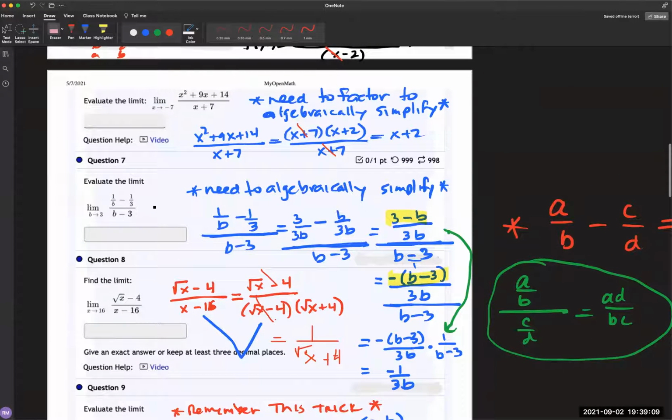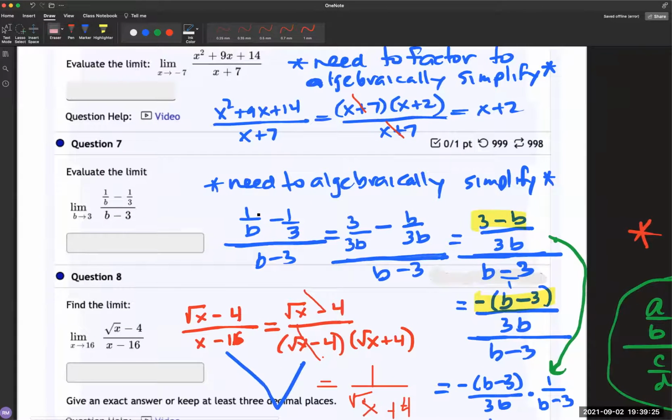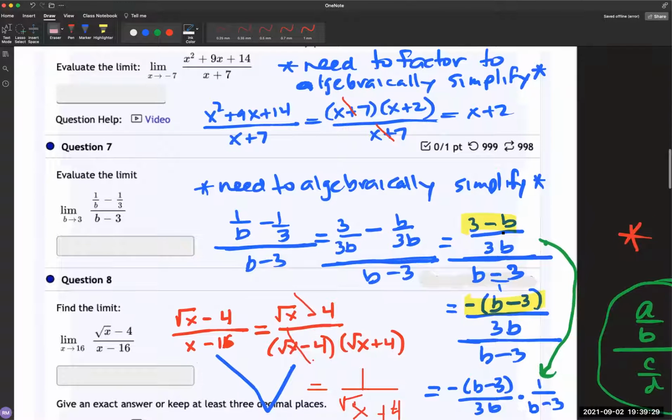On number 7, this looks pretty imposing, where you're like, I have no idea what to do. I know when I substitute 3 in, though, I get an indeterminate form again. And so you can see in this example, let me zoom in a little bit more. You can see in this example, I go from this step to this step, which is a common denominator, and then to this step here.